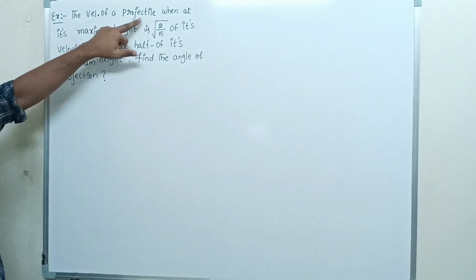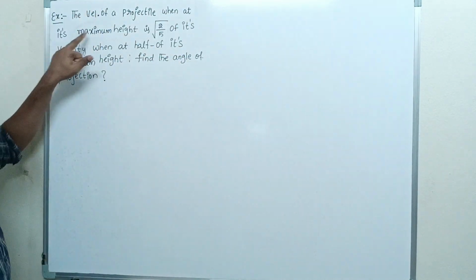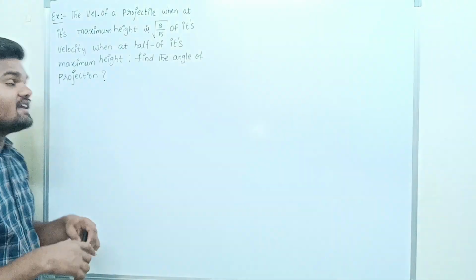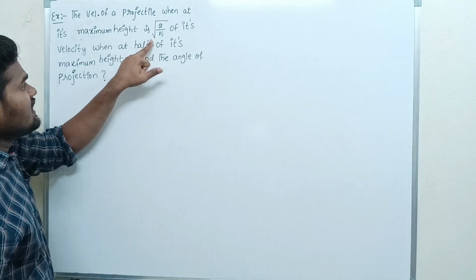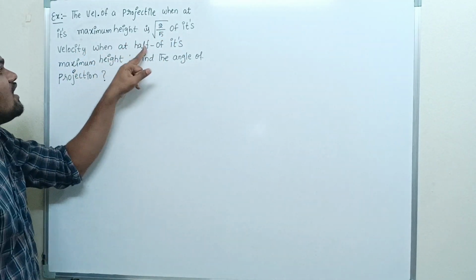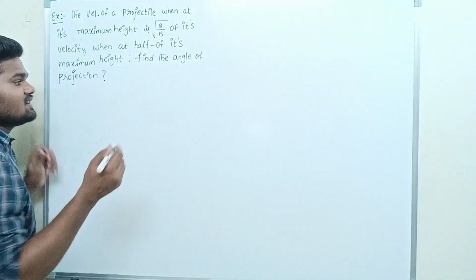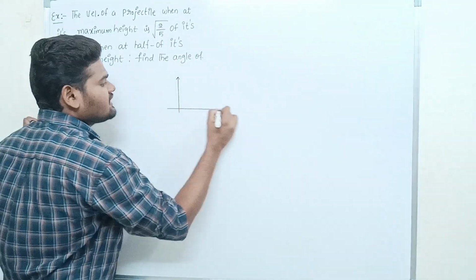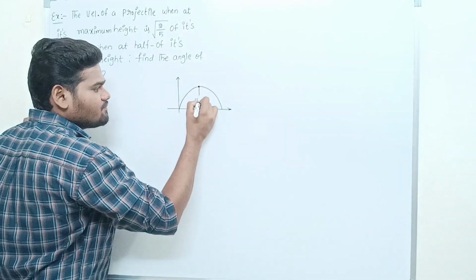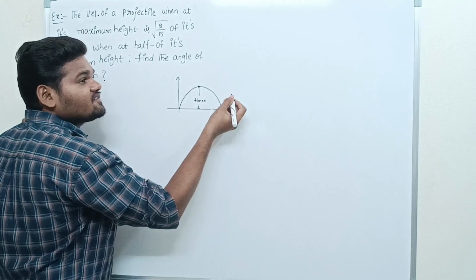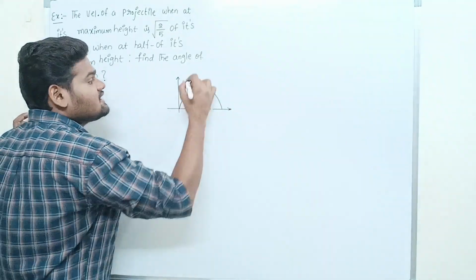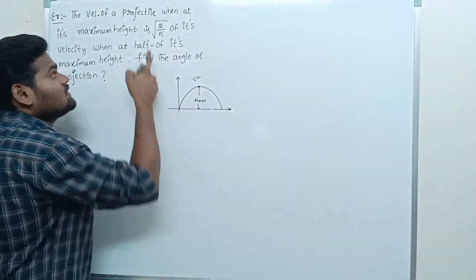The velocity of a projectile at its maximum height is the square root of 2 by 5 of its velocity when at half of its maximum height. So they are given a projectile body, and at maximum height we need the velocity of the object. They have not mentioned horizontal or vertical direction, they are just saying the velocity of the object. So V is equal to how much?